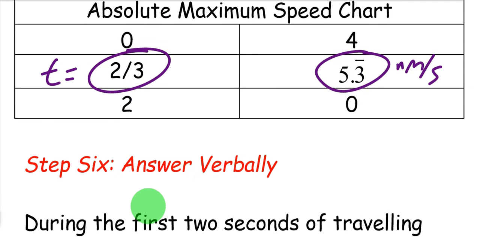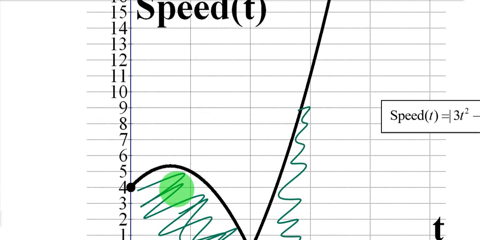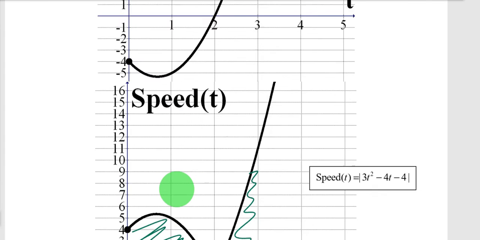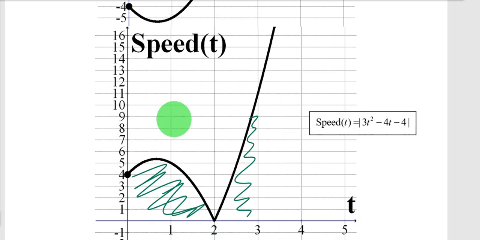So before we answer verbally, though, I want to look at the graph and look at these critical points and endpoints. So here's our speed equation. Remember, you can basically take the velocity graph, whichever part is negative, and flip it up, put it above the t-axis. But here's the speed graph. You can see its 2 endpoints, 0, 4, and 2, 0. But you can see that this critical point right here, where it goes from increasing to decreasing, is going to be where its speed is the highest, which is 5.3 repeating.